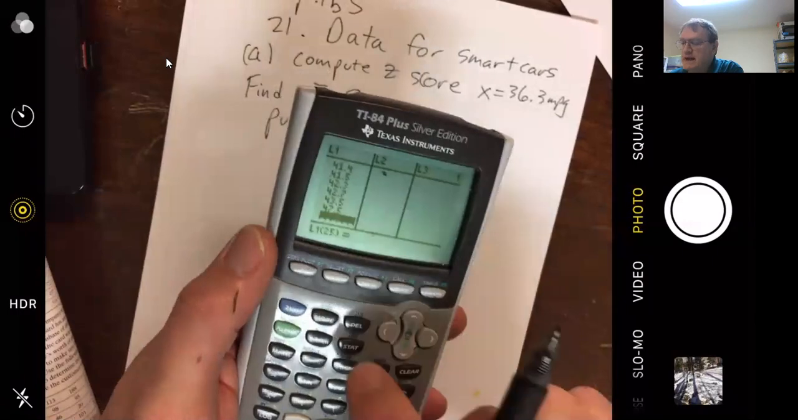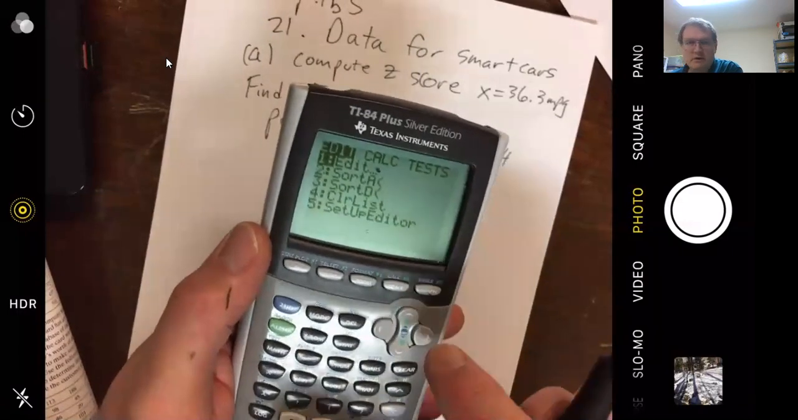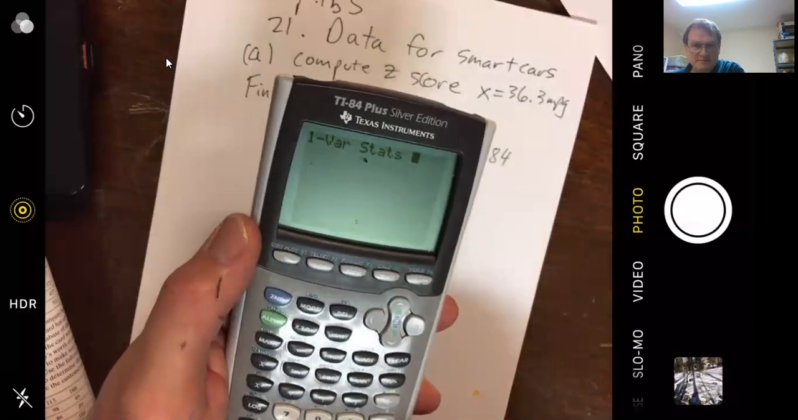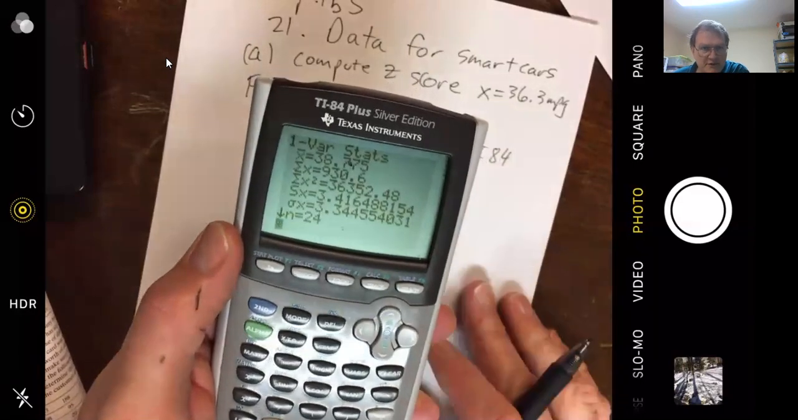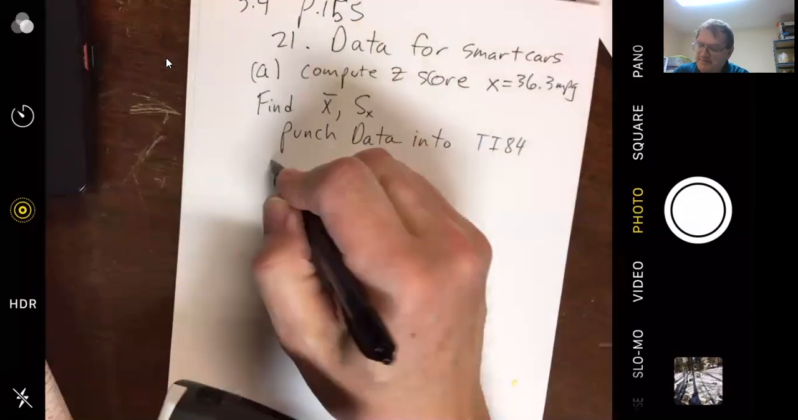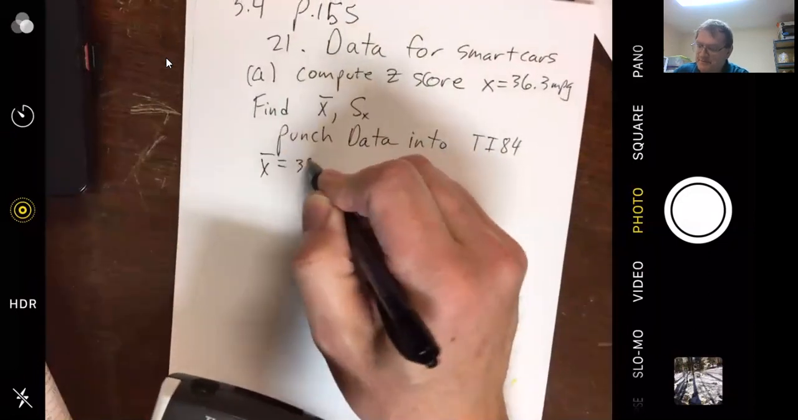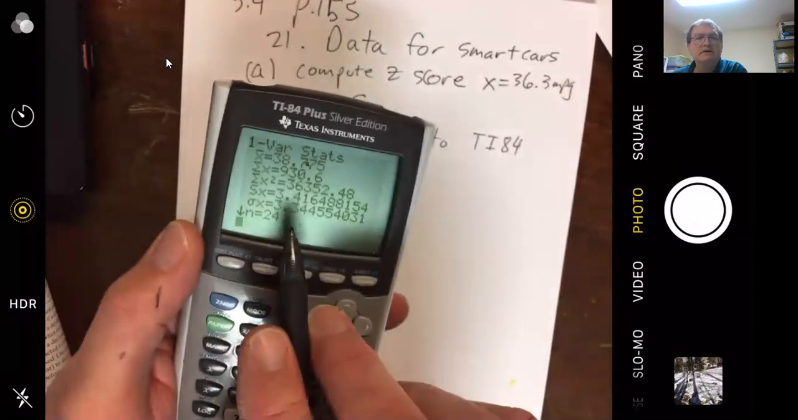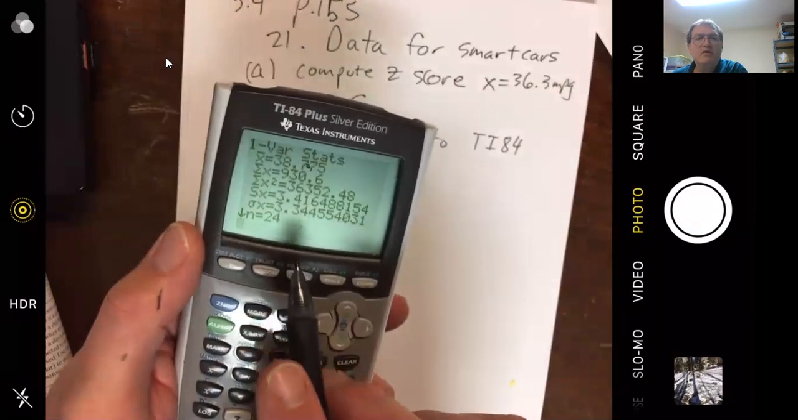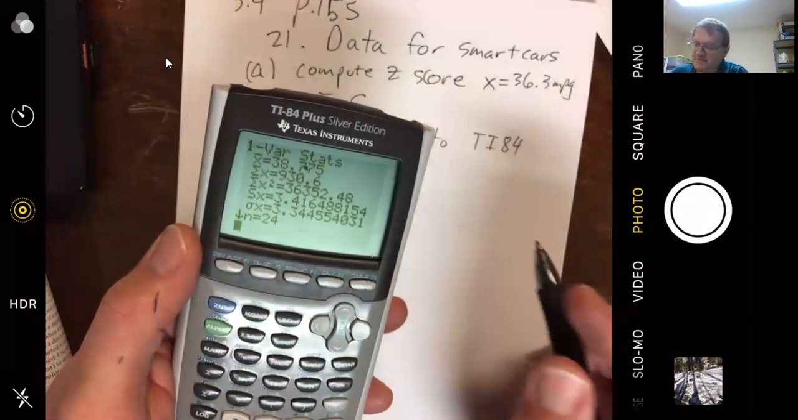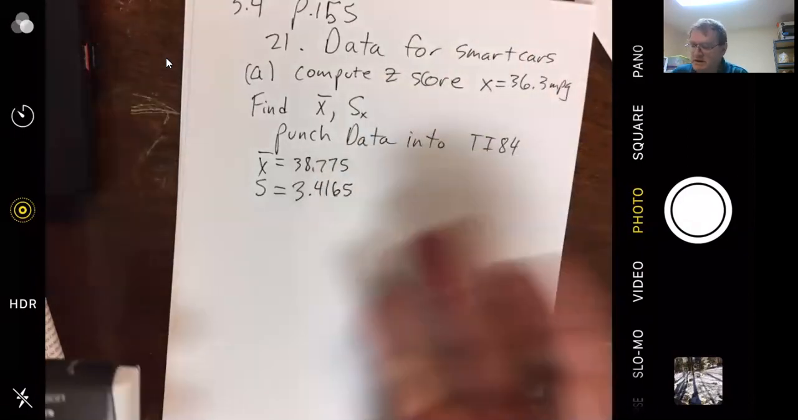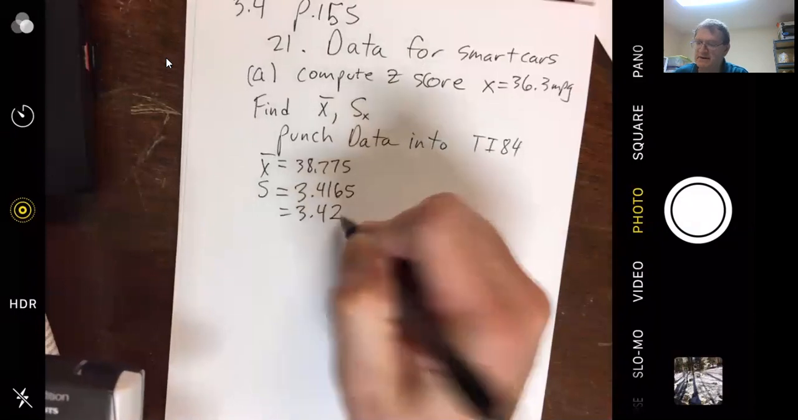All right, stat, calc, variable stats, enter. Mean of 38.775. Standard deviation, you can use the Sx if you want. 3.4165. You can keep less. Maybe I'll use 3.42. You don't have to keep that many digits.